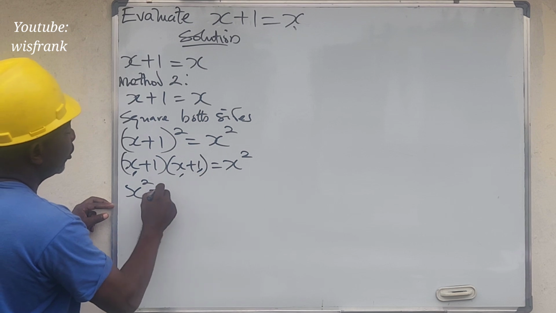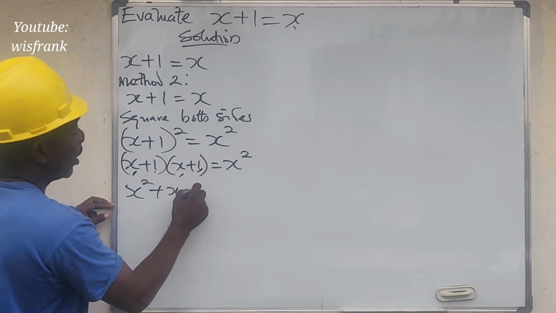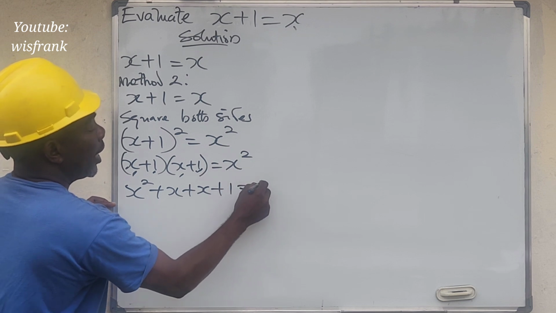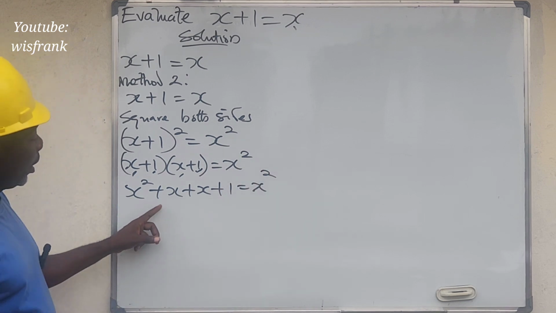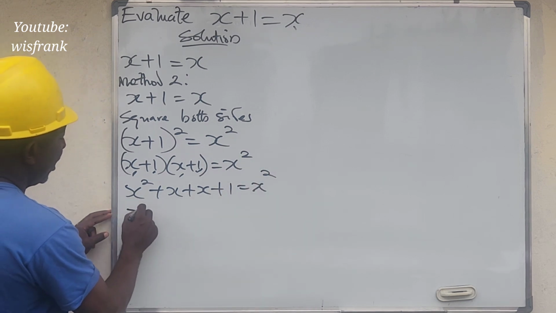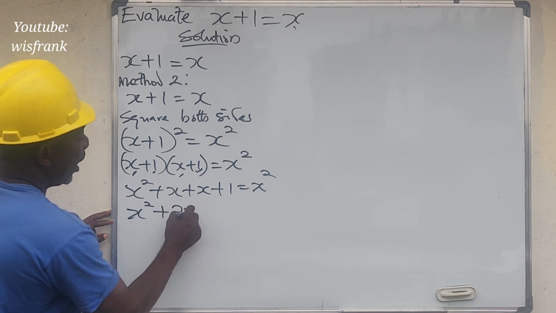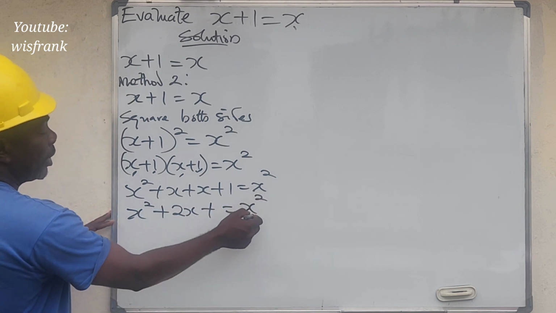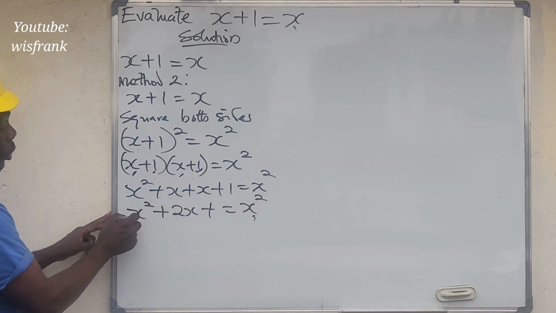x times 1 will give us plus x, then 1 times x will give us plus x, then 1 times 1 will give us plus 1 equals to x to the power of 2. So here we can add this. So we have x to the power of 2 plus 2x plus 1 equals to x to the power of 2. We can transpose x to the power of 2 to this other side.